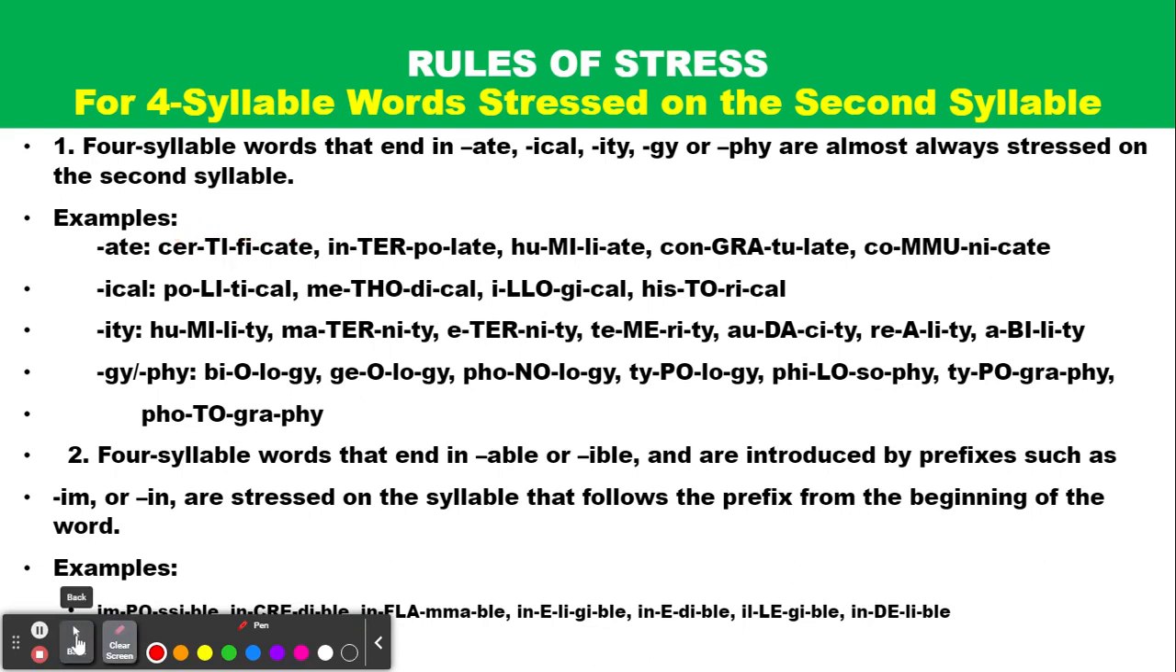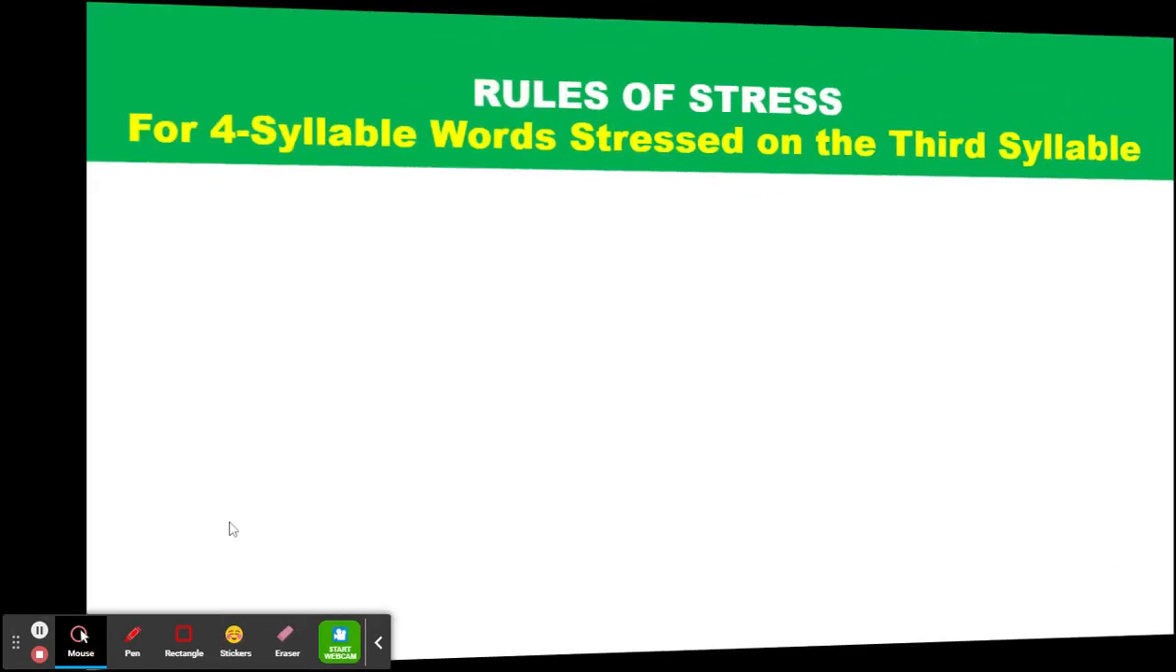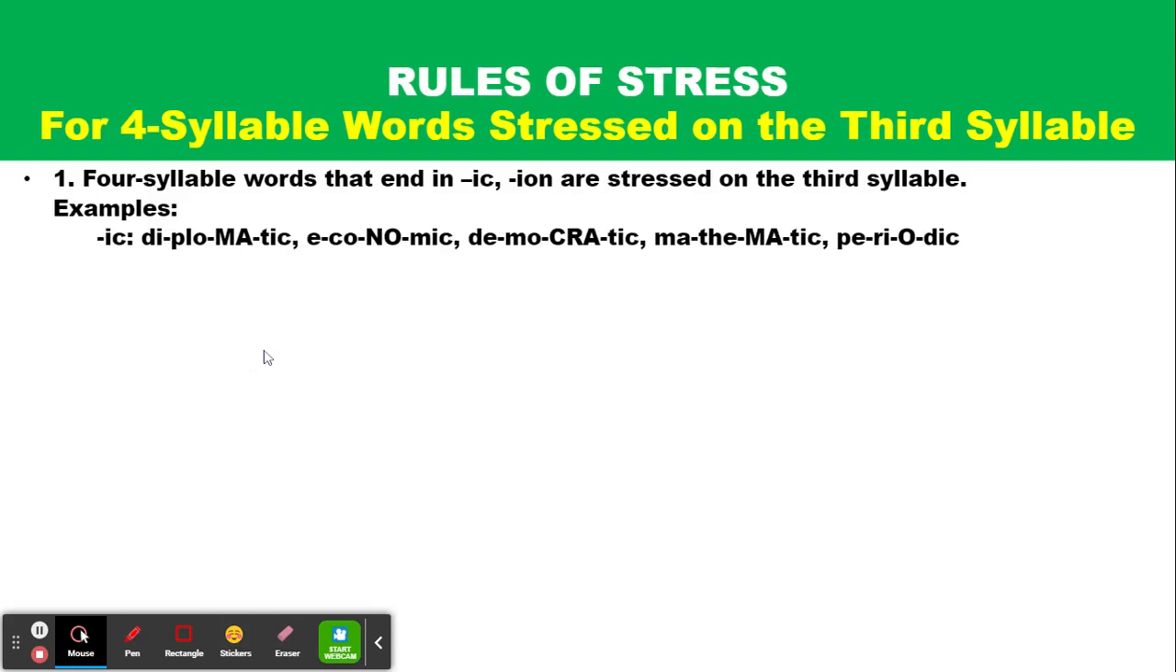Now let's move on to the next, the last but not the least: rules of stress for four-syllable words stressed on the third syllable this time. We have seen the rules for four-syllable words stressed on the second syllable. Now we are going to see rules of stress for four-syllable words stressed on the third syllable. And the rule is this: four-syllable words that end in IC or ION are stressed on the third syllable.